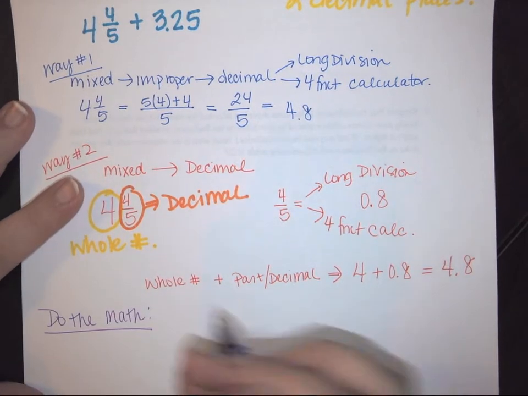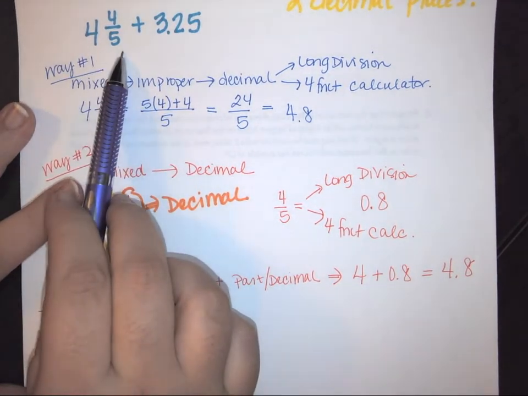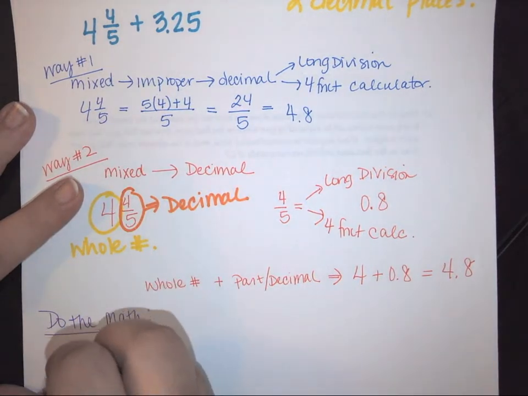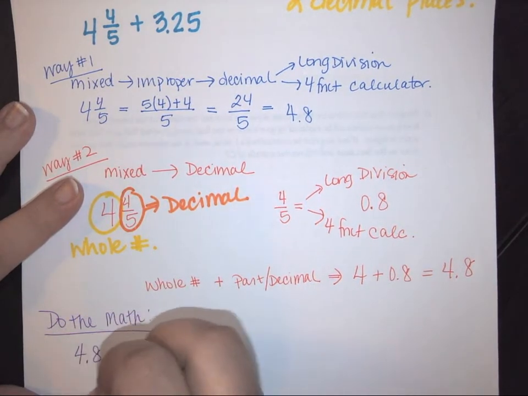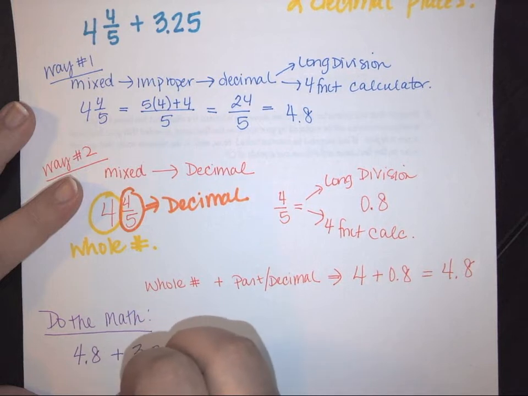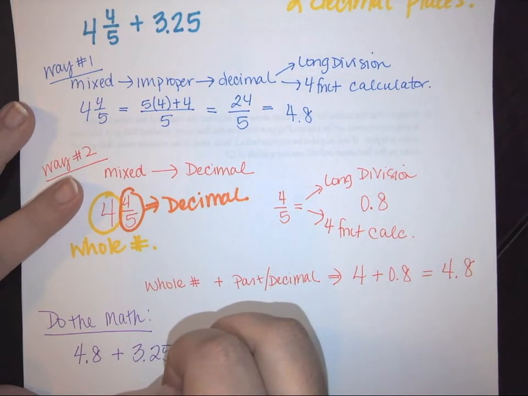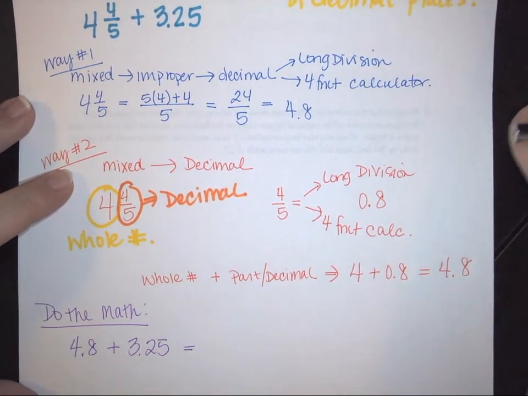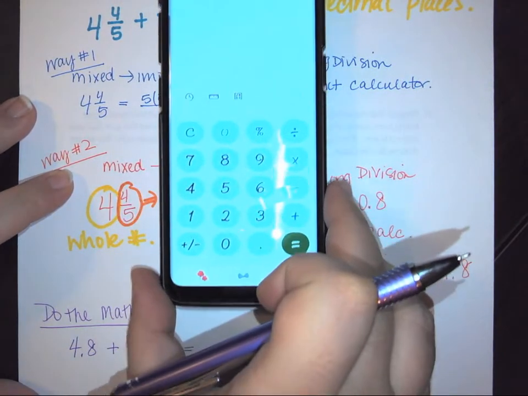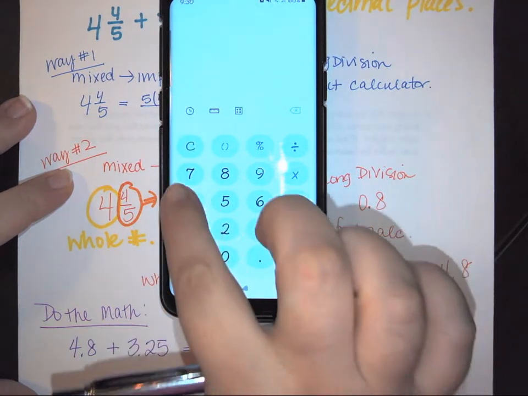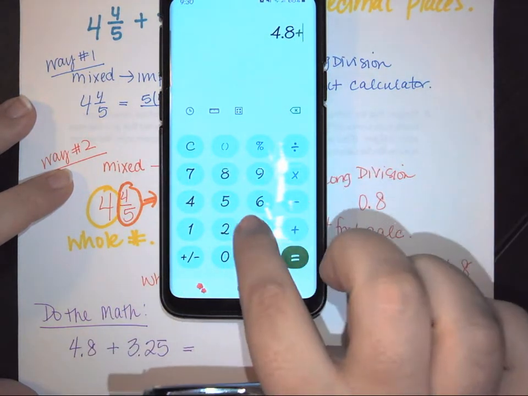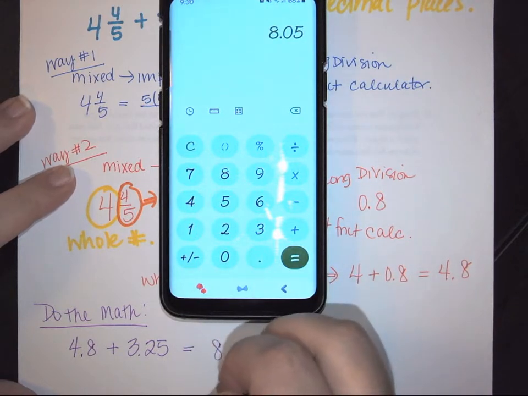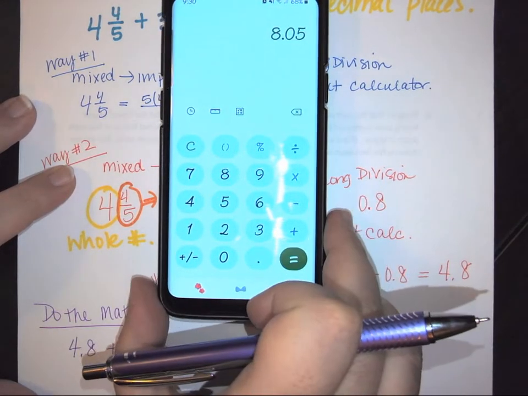So to do the math, I'm starting with my 4/5, which we said was 4.8, and I'm adding that to 3.25. And so I can either add that vertically, or you can go ahead and pull out your calculator again. So here I have 4.8, add 3.25, and we get 8.05, and that is the answer.